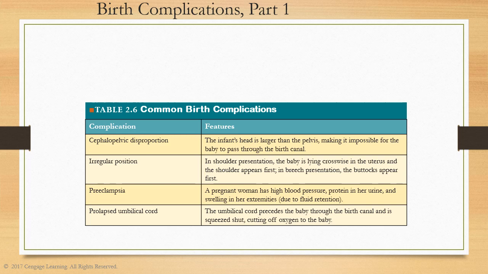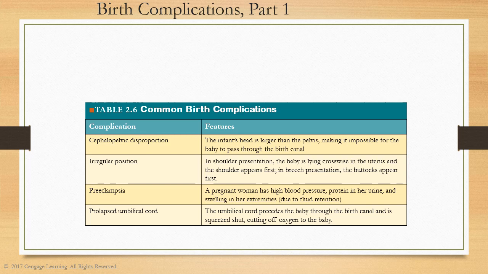In breech presentations, the buttocks appears first, so that would definitely not be an easy birth. Preeclampsia is when a pregnant woman has high blood pressure, protein in the urine, and swelling in her extremities due to fluid retention. A lot of times they take the babies early because high blood pressure can cause a lot of stress for that baby. So a lot of times they'll plan induce or plan a C-section. And they're always monitoring your blood pressure all the time at the doctor.